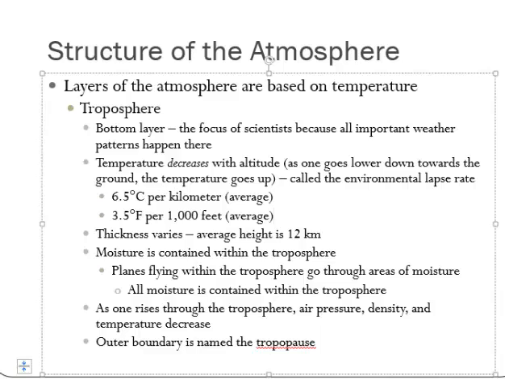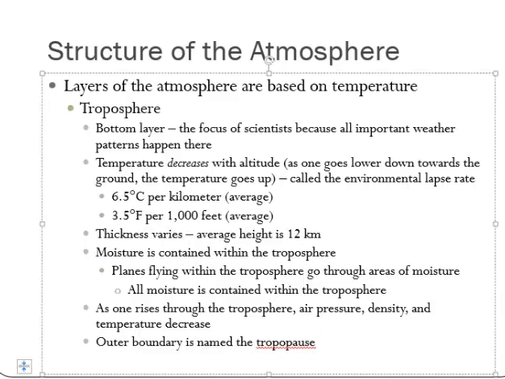and the average is about 6.5 degrees Celsius per kilometer. A kilometer is 1,000 meters, which is a little over 3,000 feet, so about 3.5 degrees per 1,000 feet. But anyway, the point is that if it's 20 degrees Celsius on the ground, which is about room temperature, and you go up 1 kilometer high into a mountain, it'll on average be about 13.5 degrees. It'll cool off, in other words.